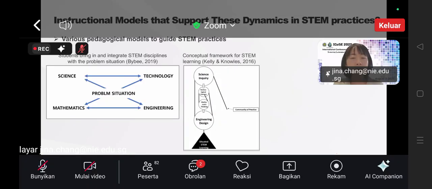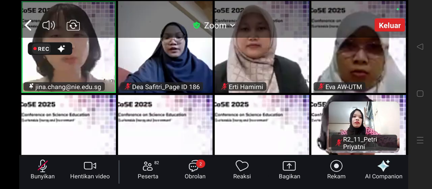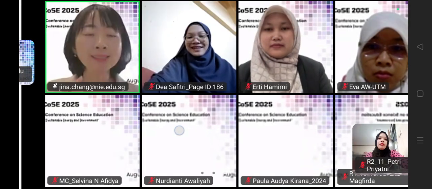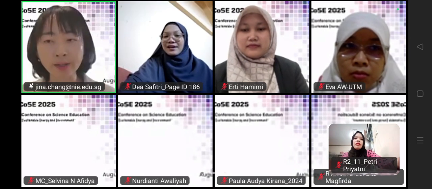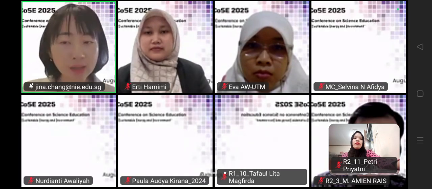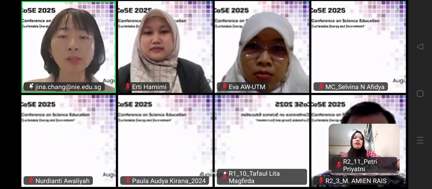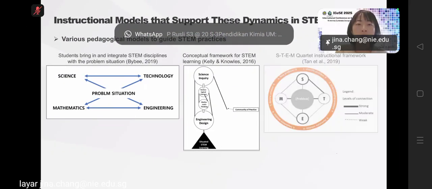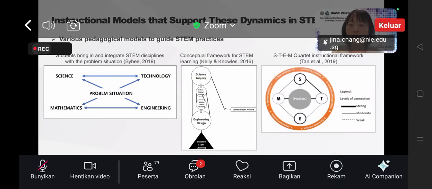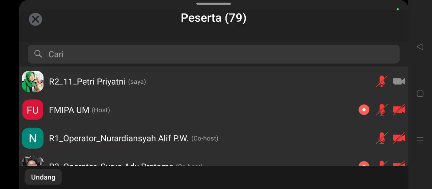Meanwhile, the second model, suggested by Kelly and Knowles, clarifies the roles of each discipline: science for inquiry, engineering for design, mathematical thinking, and technological skill. And the last model was suggested by the Singapore scholar Prof. Eng Minh Tang, in our research team.